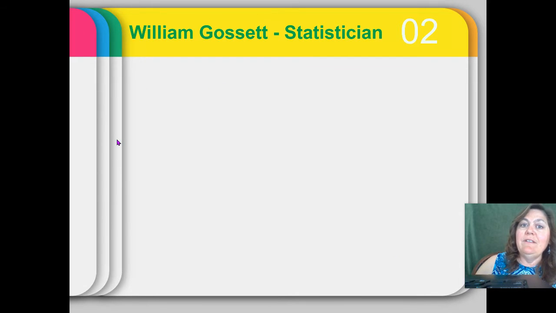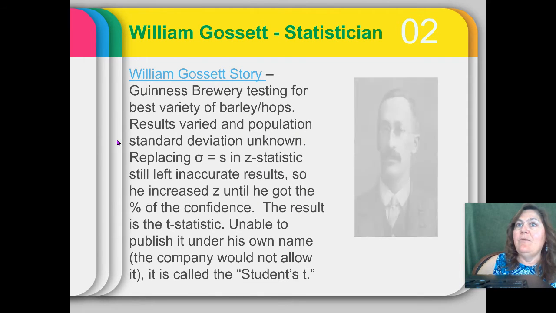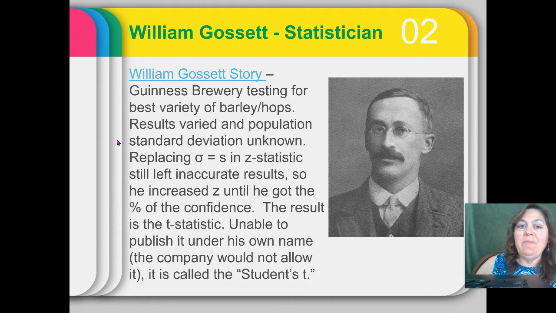So I want to give you a little story. This man right here, William Gosset, he is the reason we have a t table. He created this. He worked for Guinness Brewery back in Ireland, testing in England. They had their locations back there. He was testing the best variety of barley and hops. It was just very interesting. He was working in a basement, doing all the mathematical calculations for them so that they could beat their competition.